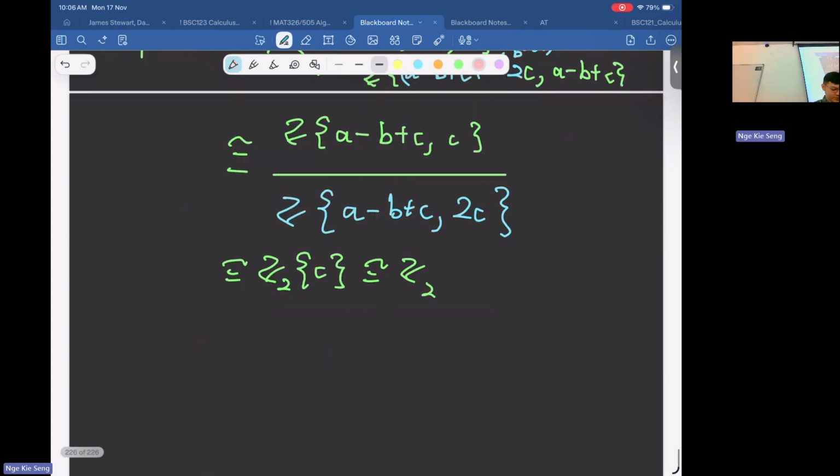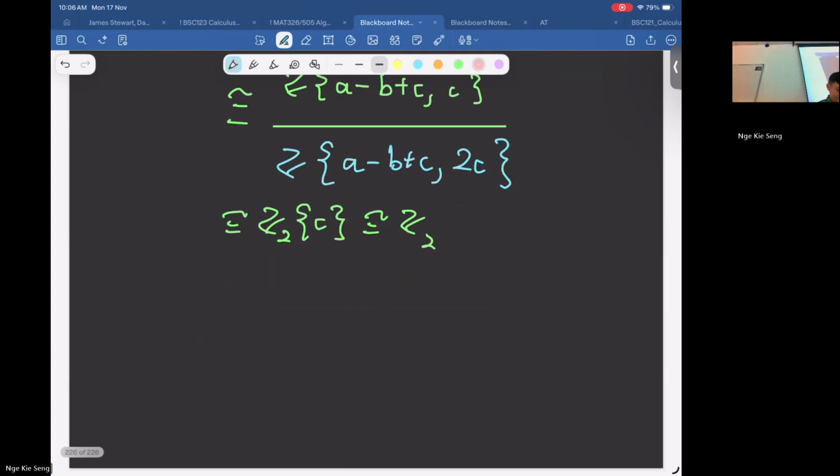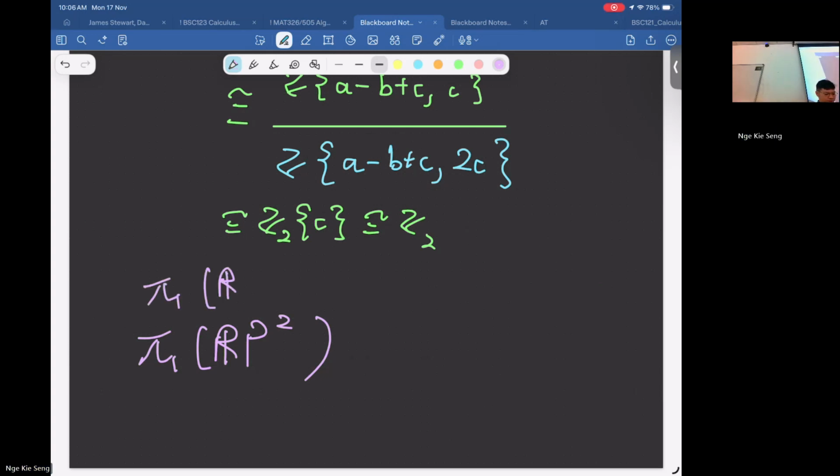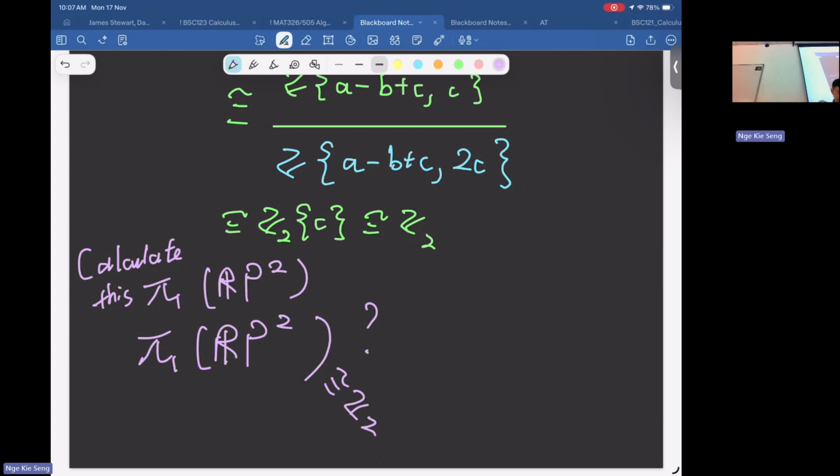Did we compute pi 1 of RP2 before? Maybe it's a good exercise to do. What's RP2? Did I do it in some tutorial? I don't recall now. I think at some point we see it. Yeah, maybe can you calculate this and compare? Yeah, Rachel said this is also that too, right? Please check this. Can't recall now.